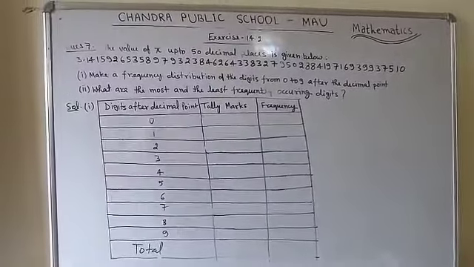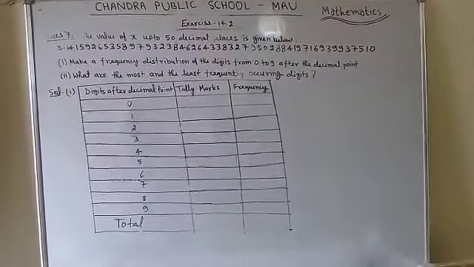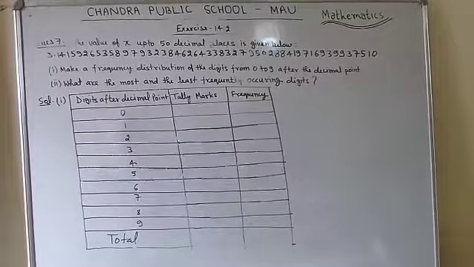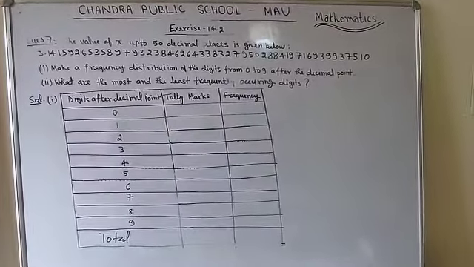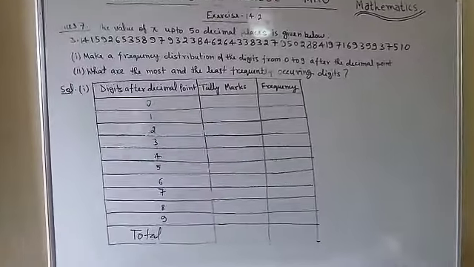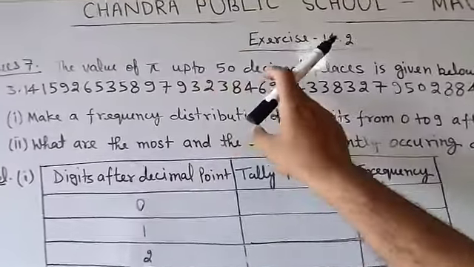Here I have written question number 7 of exercise 14.2. The value of pi up to 50 decimal places is given below, and you need to make a frequency distribution of the digits from 0 to 9 after the decimal point. In the first part, it is asked that you make the frequency distribution for this. So the question is based on the value of pi.